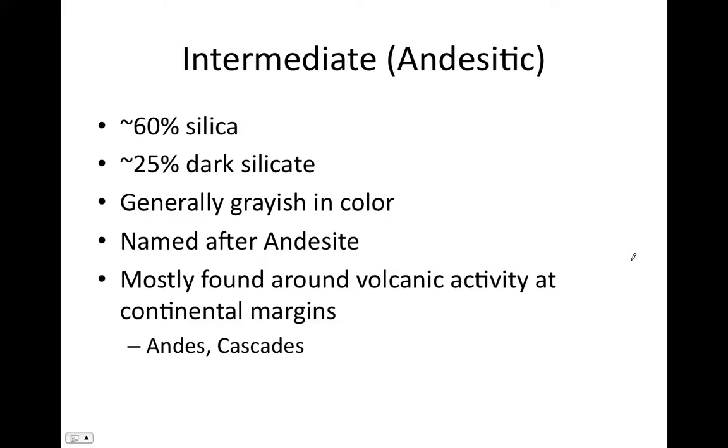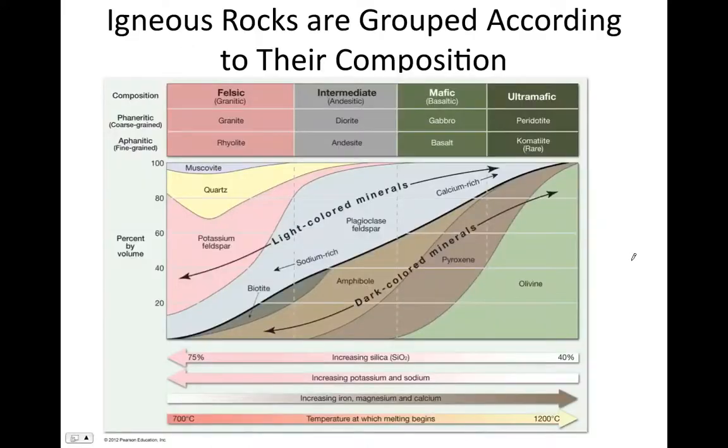And intermediate igneous rocks are mostly found around volcanic activity along continental margins, like the Andes or Cascades. So basically around volcanoes along subduction zones where oceanic lithosphere is subducting under continental lithosphere. That's where we find a lot of intermediate igneous rocks. So right here in between felsic and mafic, we have intermediate igneous rocks. You can see they're kind of half and half. Half non-ferromagnesian and half ferromagnesian.